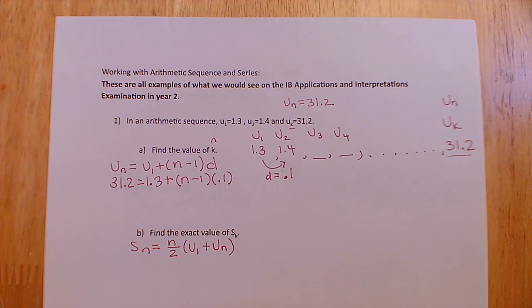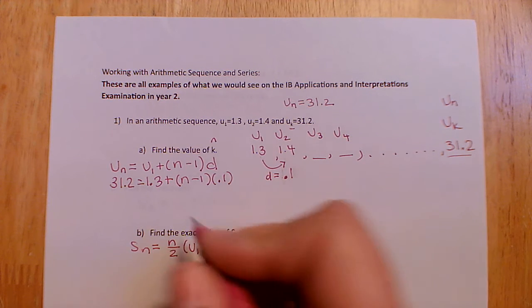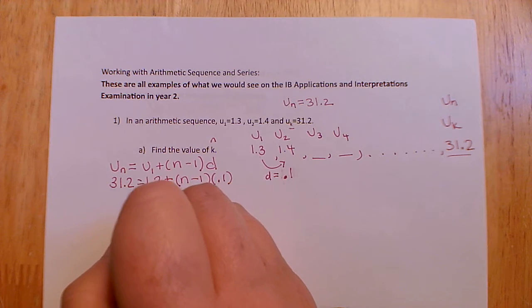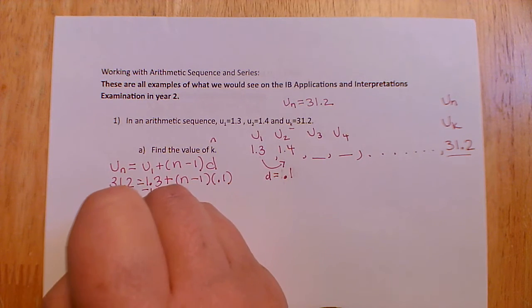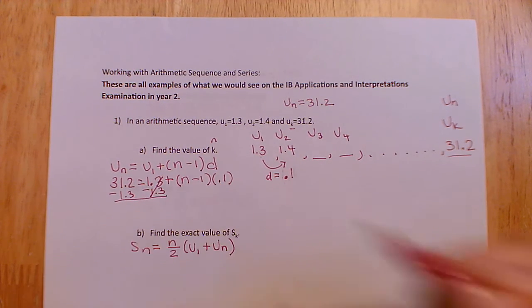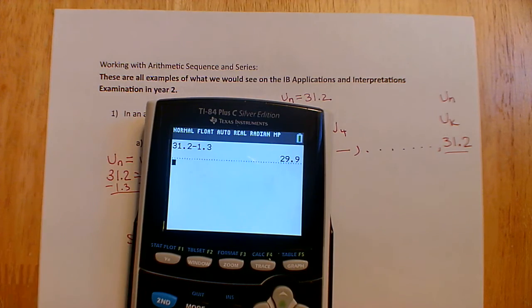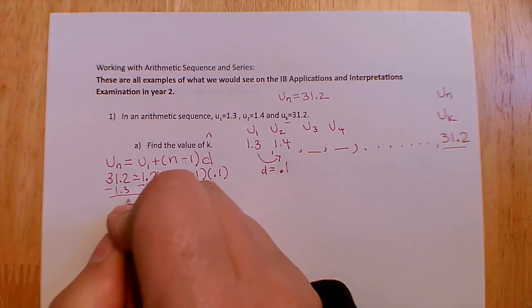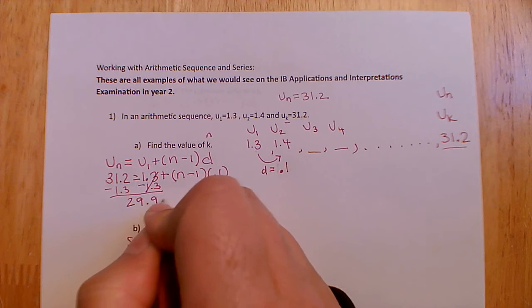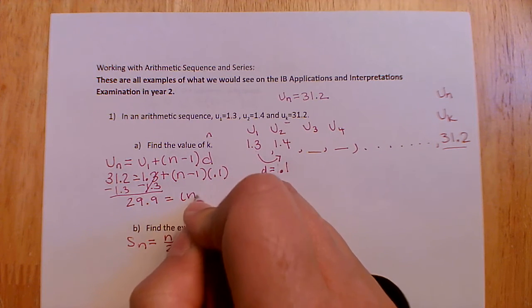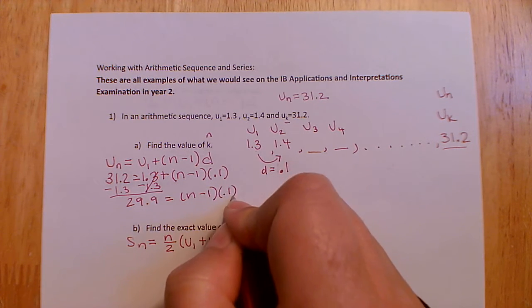So now this is where a little algebra takes hold. We've been doing this a few times, so I am expecting that you do know it. This is positive, so we're just going to subtract 1.3 from both sides. And when we do that, 31.2 minus 1.3, we're going to get 29.9. 29.9 equals n minus 1 times our common difference.